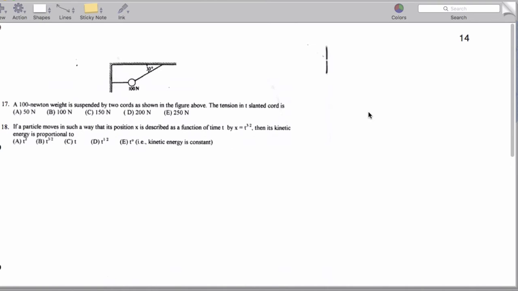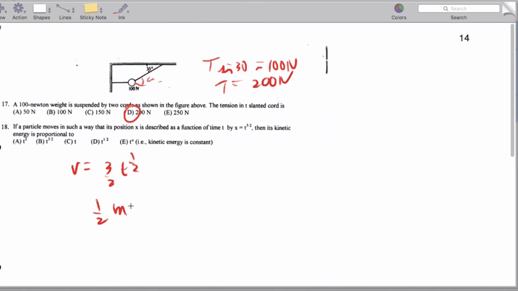All right, number 17, we want to know the tension of the slanted cord. So here we go. We know that T sine 30 equals 100 newtons. So that means T is going to be 200 newtons of force when we set up our free body diagram. And then here, the kinetic energy is proportional to what? Well, v is 3/2 times t to the 1/2. 1/2 mv squared means the kinetic energy is proportional to t to the 1/2 squared, which is plain old t.